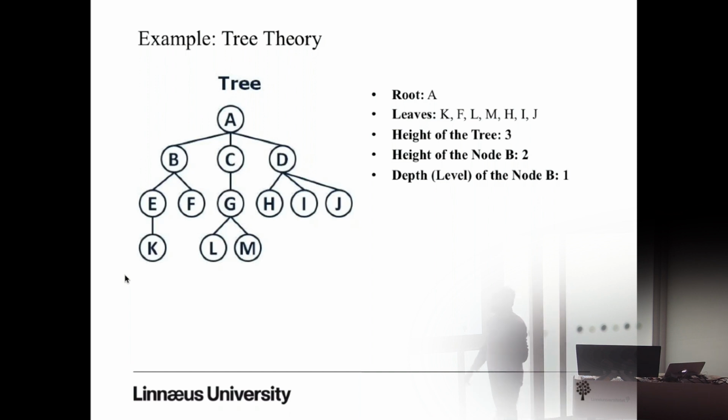If you want to check the height of a specific node, for example, the height of node B, you have to start from the leaves, take the longest path, and count the number of edges. In this case, the longest path is from K, the leaf node, and the number of edges is 2. If you want to see the depth or level of that node, then you have to start from the root node. In that case, there is only one edge from the root to B, so its depth or level will be 1.